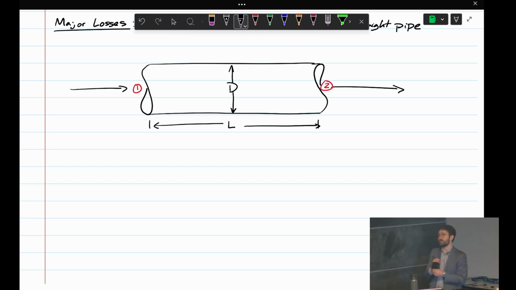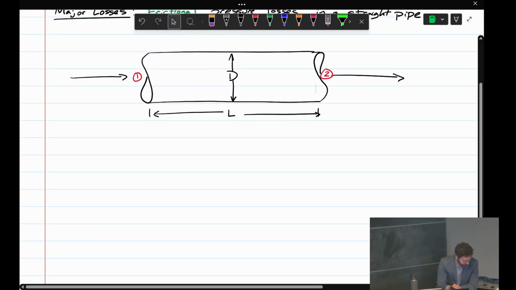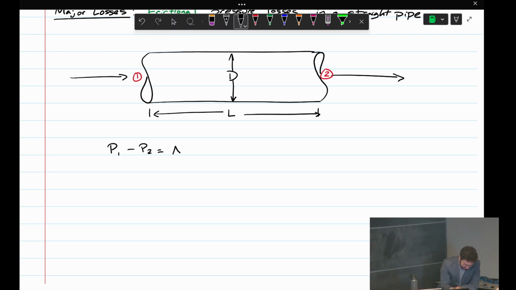The velocity is the same at points 1 and 2, assuming this is fully developed. The volumetric flow rate is the same between those 2 points. So what we get is a pressure drop along this pipe. That pressure drop is given as P1 minus P2, delta P.